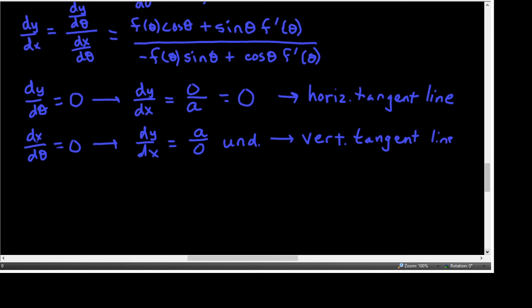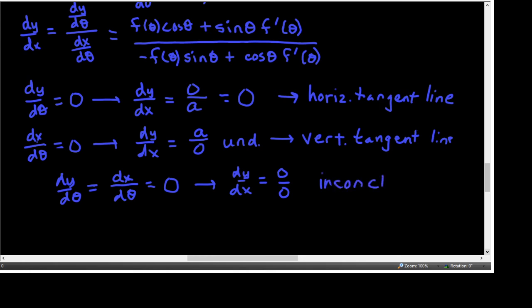Now, there is a possibility that you would have both 0 at the same time. If dy/dθ and dx/dθ are both equal to 0, when we talked about limits, that was 0 over 0, which was indeterminate. And that means that you're not going to be able to draw a conclusion from the fact that they're both 0. You just won't know. So dy/dx in that case would be 0 over 0, which is inconclusive, because we don't know what that number could be.